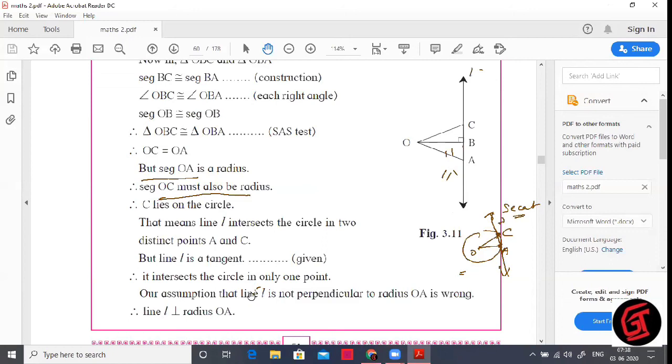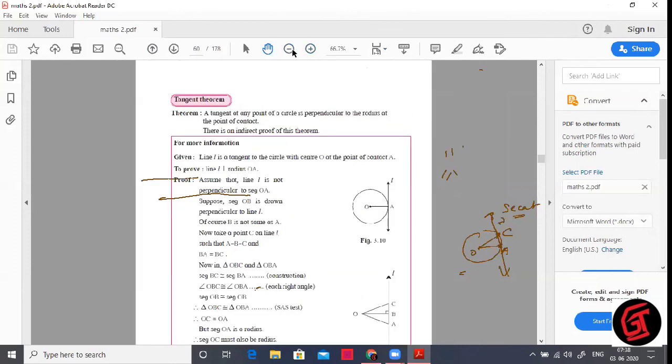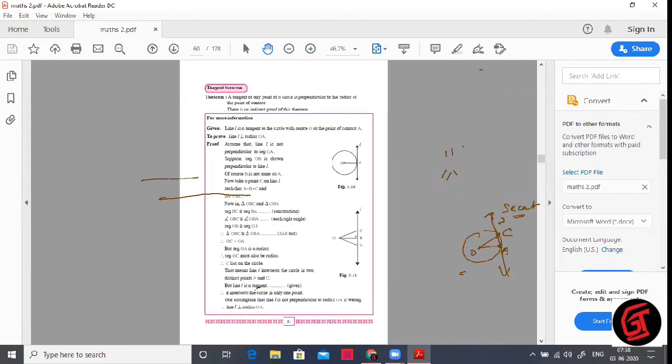Please let me know if you have any doubt. I will just minimize the screen for you so that you can have a look at it. Please zoom and see the theorem once again. If you have any doubt, ask me.